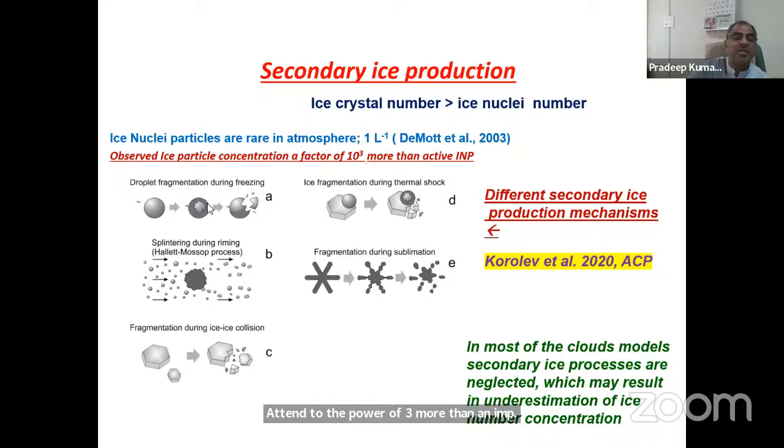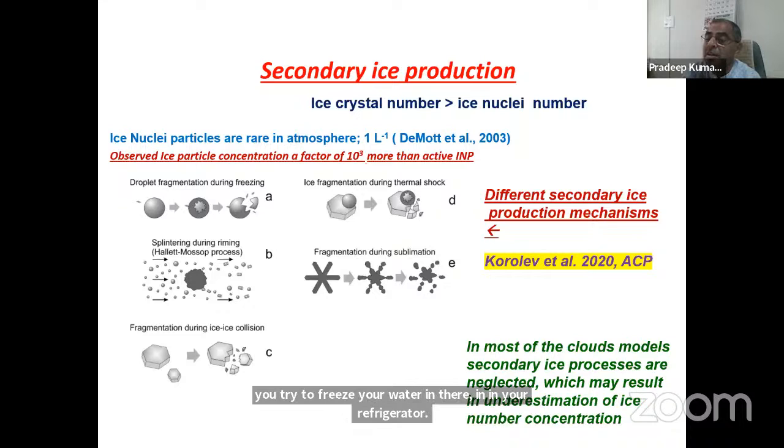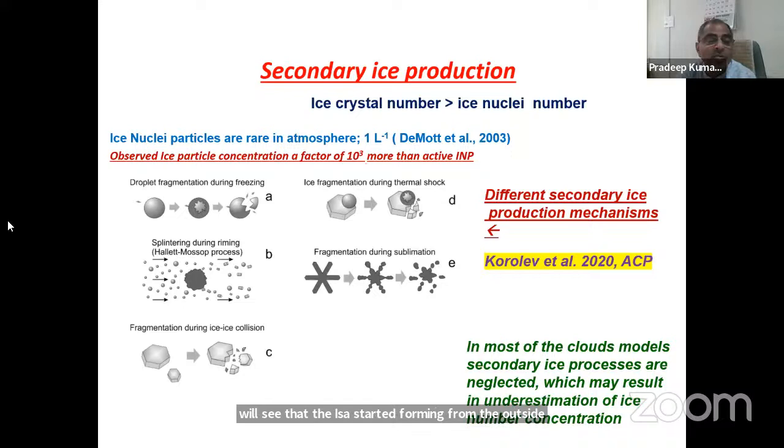So among the different secondary ice production mechanisms, one could be the droplet fragmentation during freezing. We all know from our common experience, when you try to freeze water in your refrigerator, after some time you remove it and you will see that the ice has started forming from the outside. The inside is still liquid. So here also, inside is liquid, but when the inside freezes, the droplet will fragment, because when water freezes, it expands. So the outer shell will break, giving you a lot of fragments of ice crystals, on which again vapor deposition can happen and they can grow as ice particles.